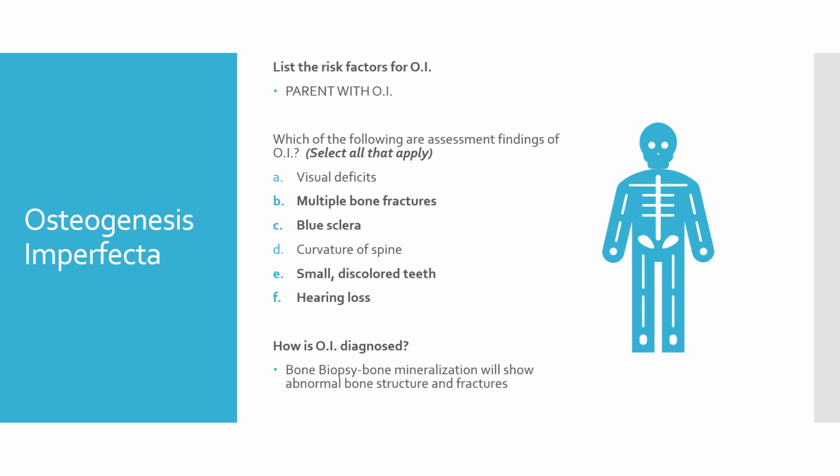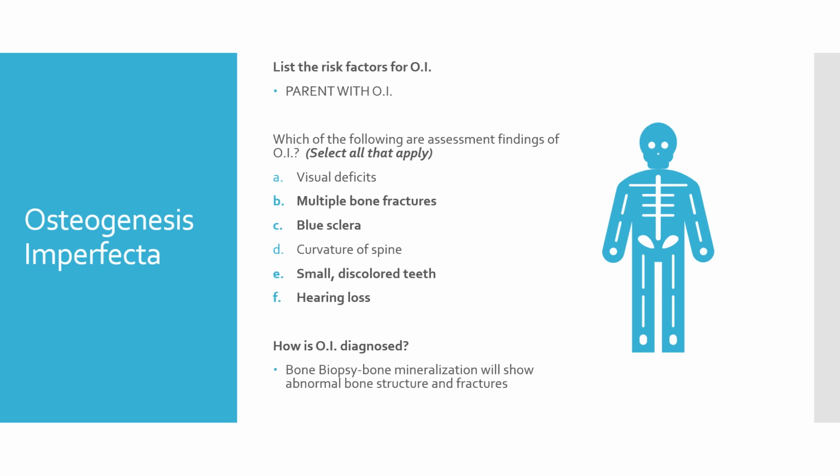Multiple bone fractures, absolutely, that is our number one assessment finding. Blue sclera, yes, again, that is connective tissue. It is collagen, so it will have a blue tint to it. Curvature of the spine, not usually with OI. Small discolored teeth, yes, because they are bones, so they are small and discolored. And hearing loss because of the conductivity issues with the small bones in the ear.